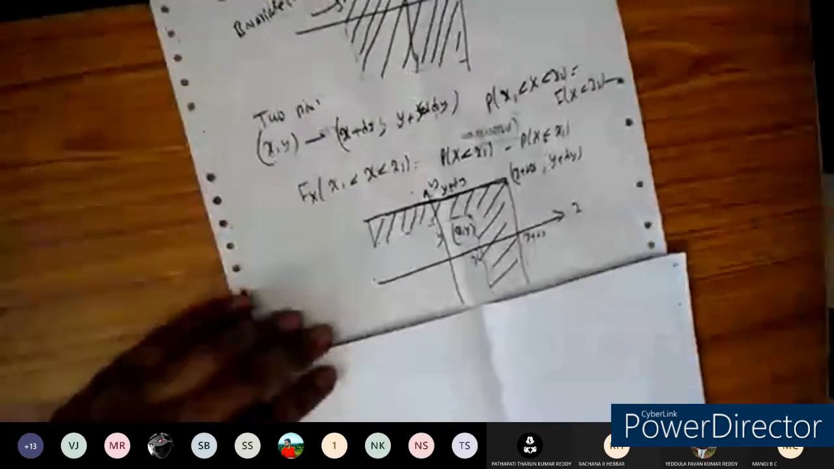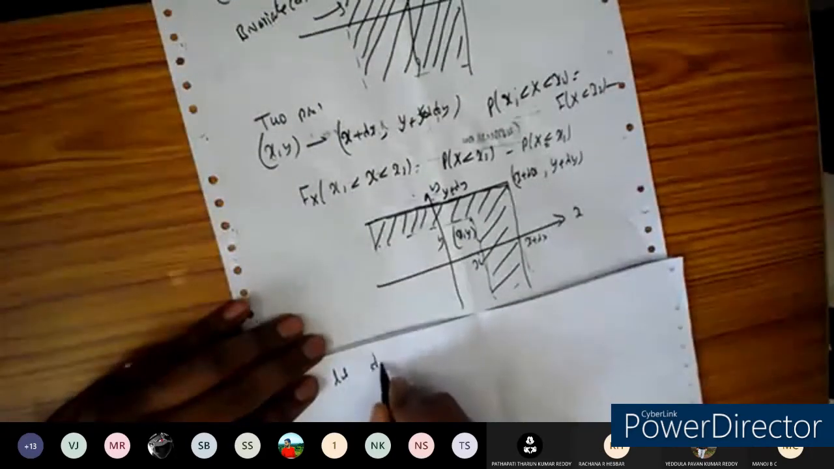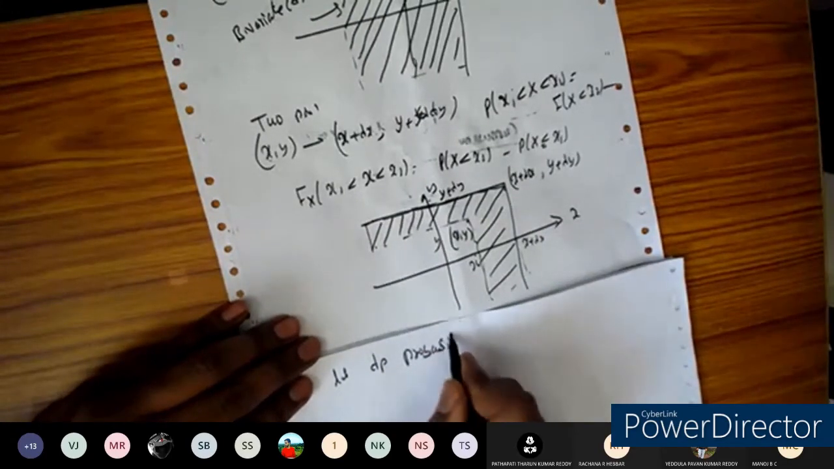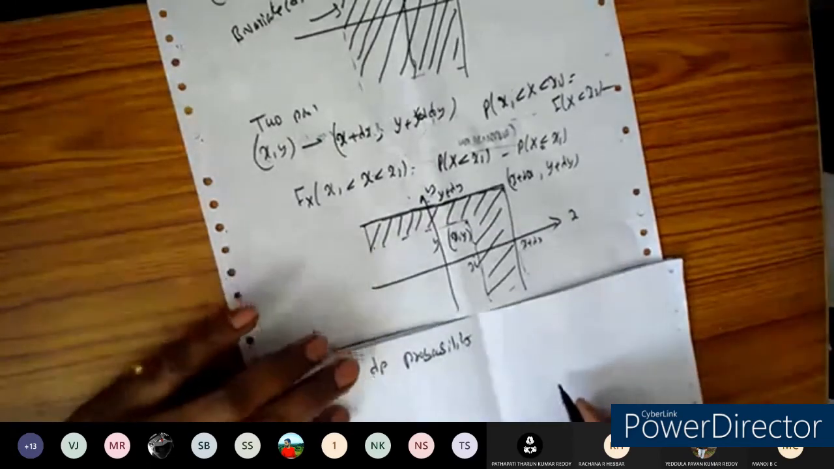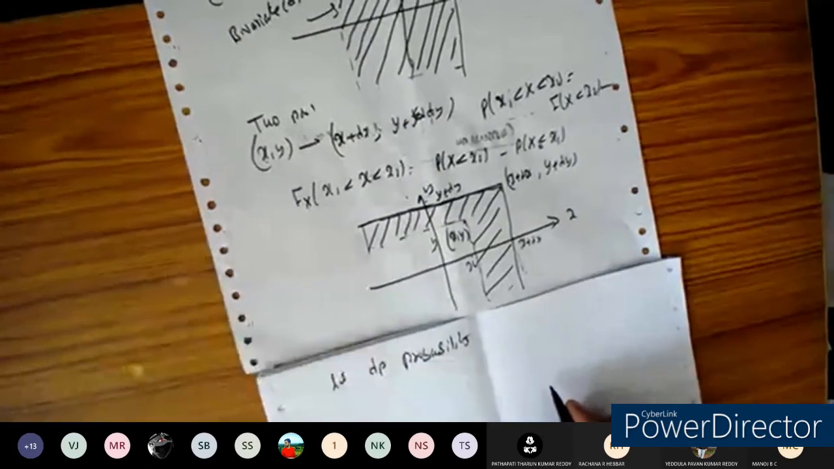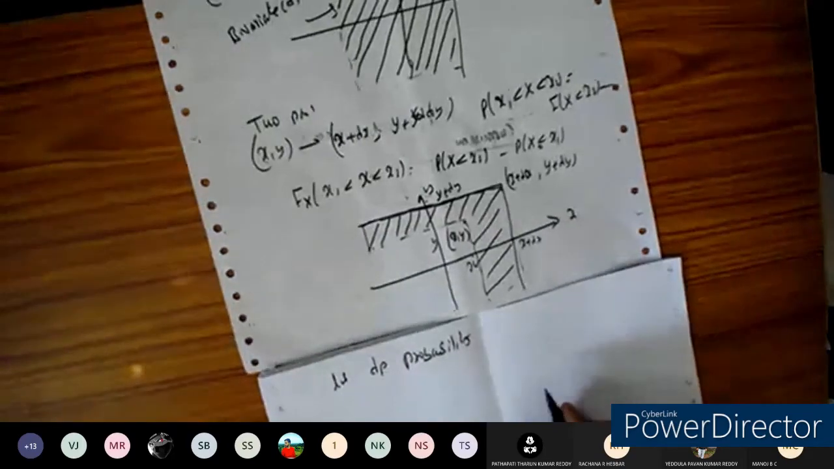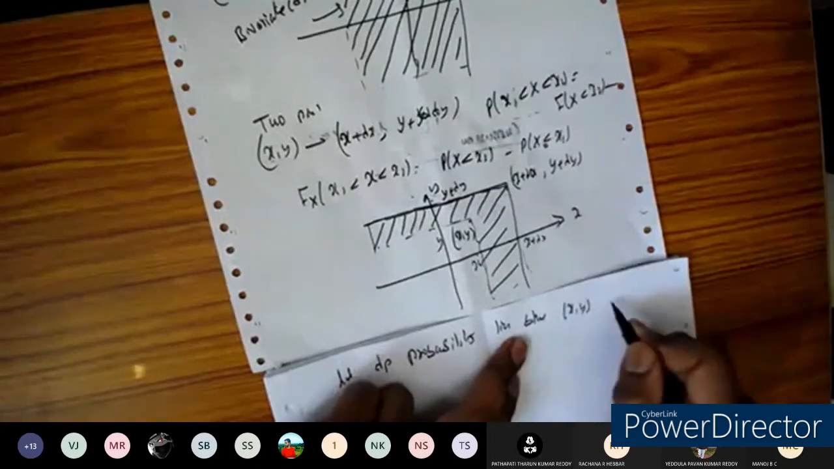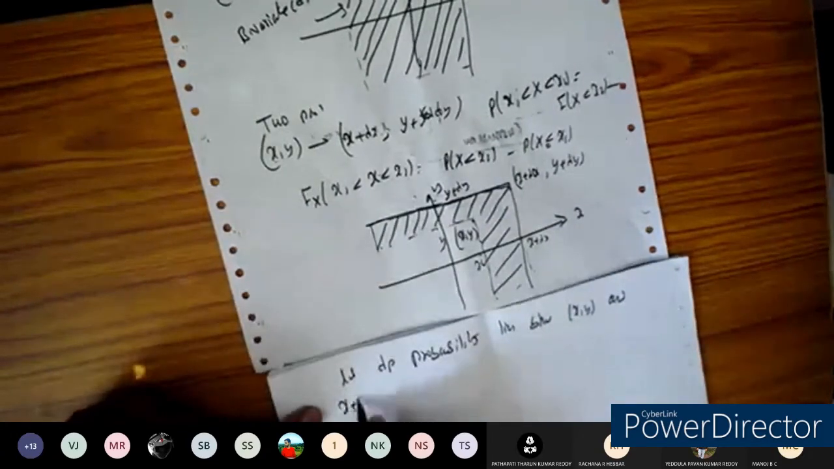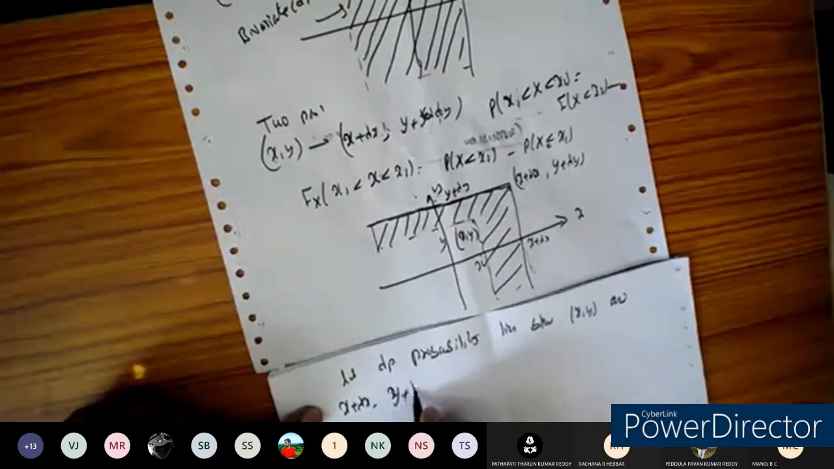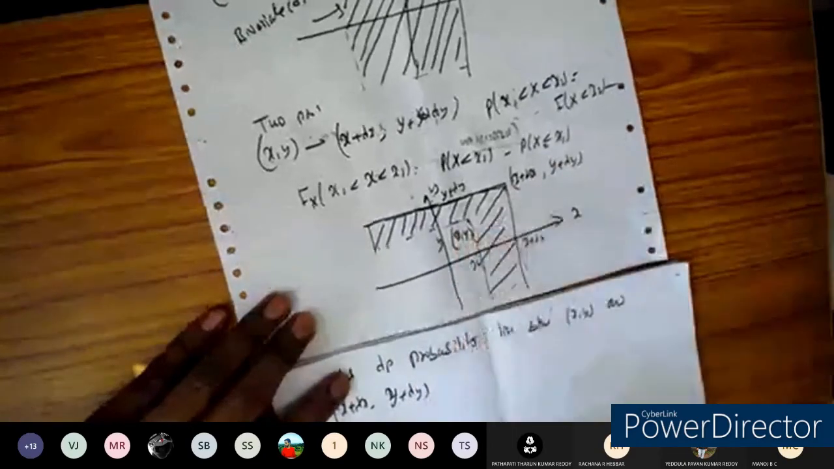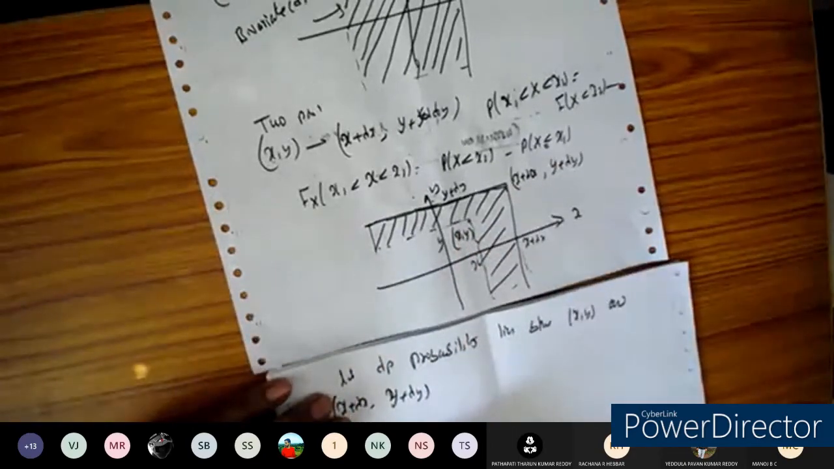Similarly, I'm going to consider here. Let dP denote the probability that lies between (x, y) and (x plus dx, y plus dy) here. So I'm going to consider the dP, which is the probability which is going to lie between this one here. As per the probability, we can consider dP here. I'm going to call it dP.